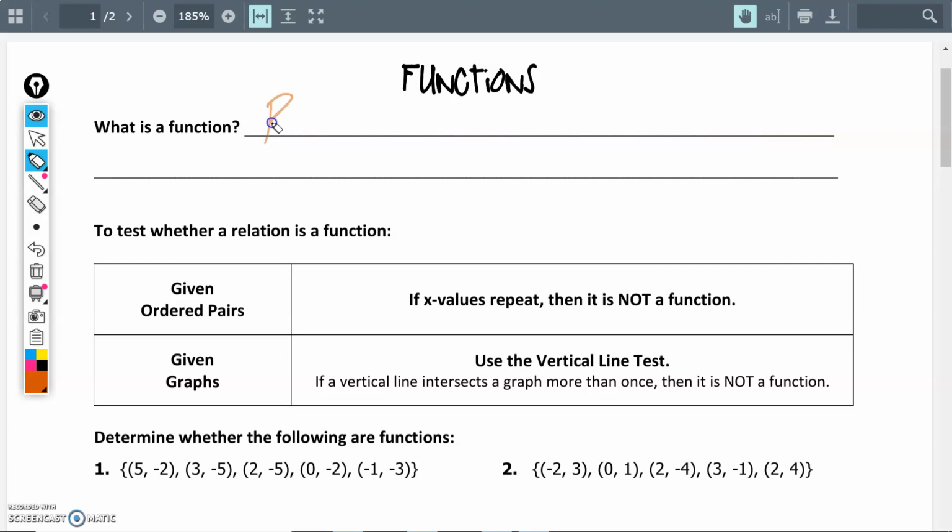It is a type of relation that doesn't repeat x values, or another word for x values is called domains.